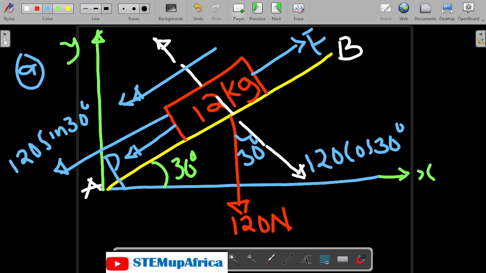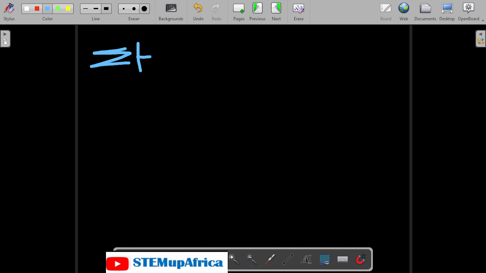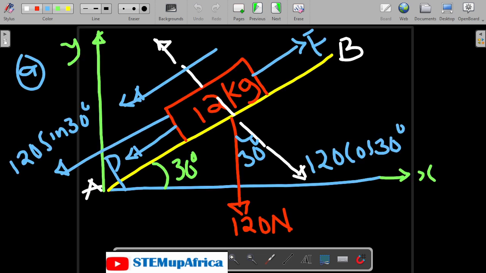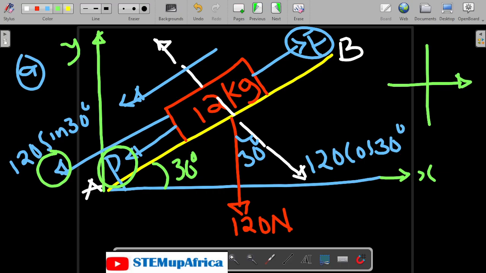One of the conditions is that summation F of x is equal to 0. So let's look at the body and see those acting horizontally. What are those acting horizontally? We have force P and 120 sine 30 acting horizontally. According to sign convention, those acting rightward are positive, those acting leftward are negative, while those acting upward under the y are positive, and those acting downward are negative.